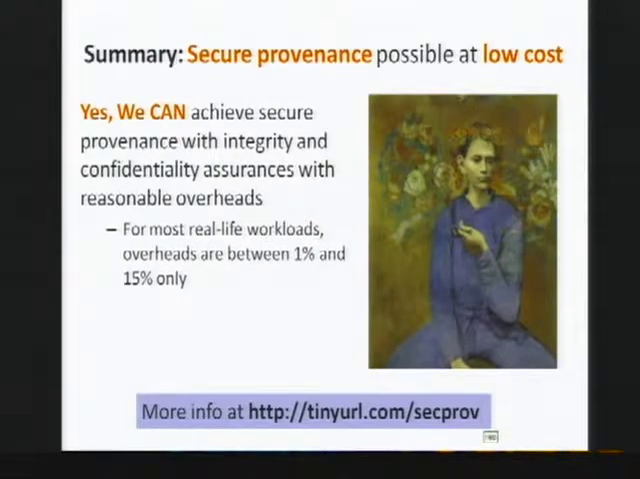So, in summary, we can claim that we can have secure provenance at a low cost. The message you should take from this talk is that yes, we can have security and integrity assurances for data history, data provenance, and file provenance, and yet have an efficient working file system. In this work, we show that for most real-life workloads, the overheads are really low, between 1% and 15% for typical file system workloads.